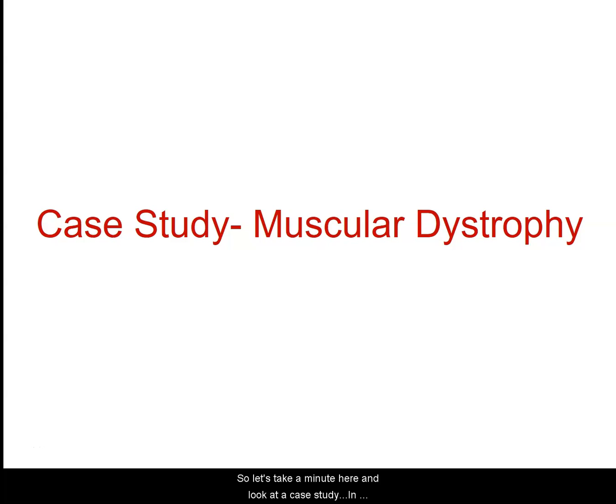So let's take a minute here and look at a case study. In this case, the disease known as Duchenne's muscular dystrophy. And we're going to look at this disease because it's a really good way to illustrate some of the points that we ask you to think about in terms of mutations, types of mutations, and the consequences.